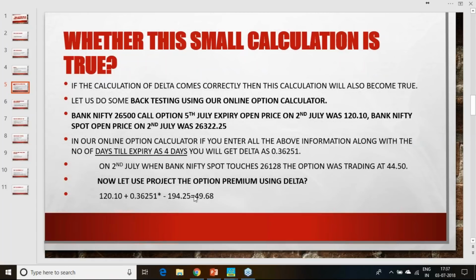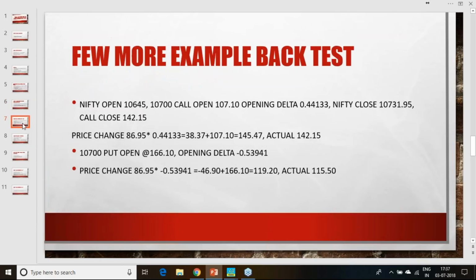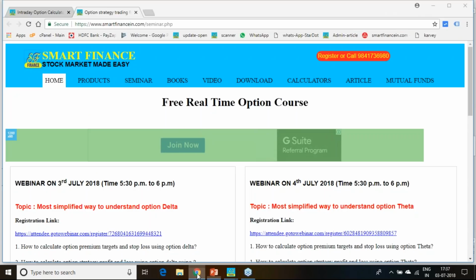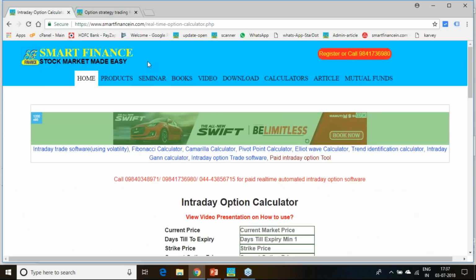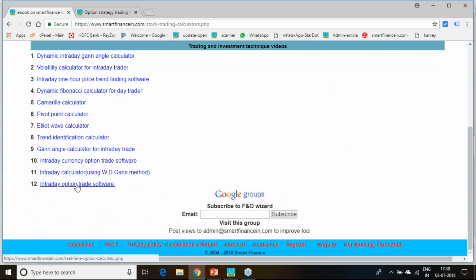So this slide I have made yesterday. Now I am going to a real-time example, the backtesting example. So I am going to our web calculator, smartfinance.com. If you go to the calculator section, you will be getting the intraday option trade software. The 12th link will be the intraday option trade software. So this tool you will be having.